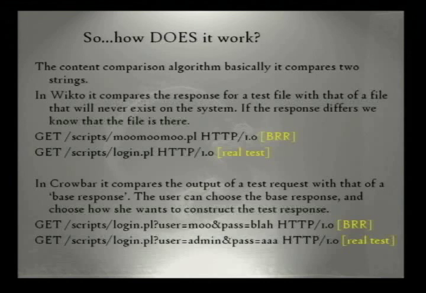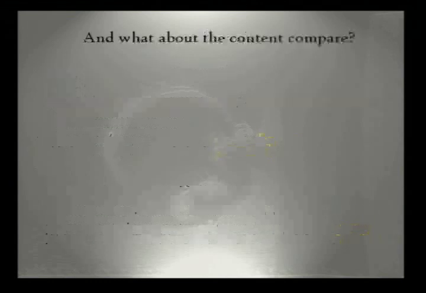In Crowbar, we do the same thing. If we want to test for a username and a password, we would test for something that we know would never be correct, like moo and blah, and then we would use the actual test that we want to perform and compare the content between those two requests. If the content is the same, then of course the file doesn't exist or the login attempt was unsuccessful. But if they differ, then we know we got a different page, which is interesting.